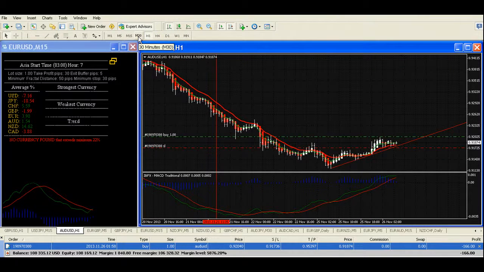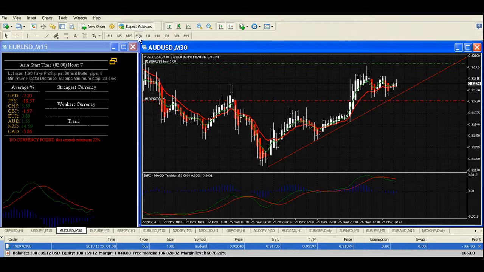So I'm going to go ahead and pause it, and we'll let it sit through the European session, and we'll check it in the morning in the Asian session, or the US session.